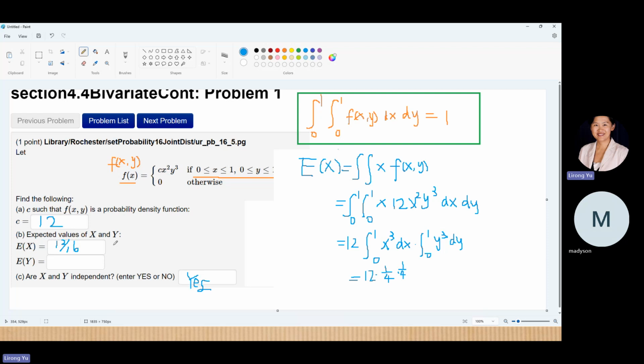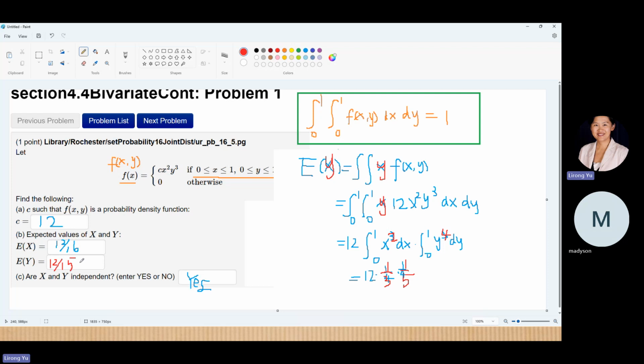So the rest is the same. The other one is expectation of y. If you calculate expectation of y, then it's y times the density. Then we have x squared here, and y times y cubed is y to the fourth. So this integration is going to give you 1 over 3. This is going to give you 1 over 5. So altogether, it should be 12 over 15.